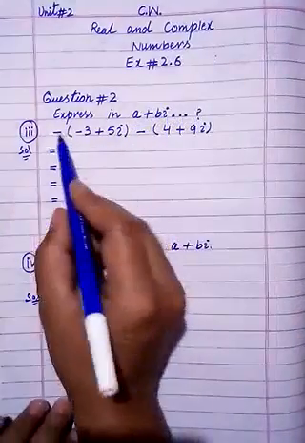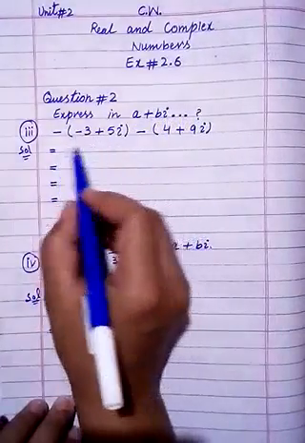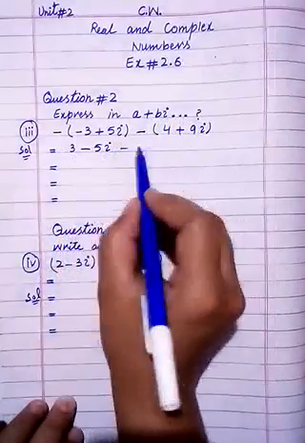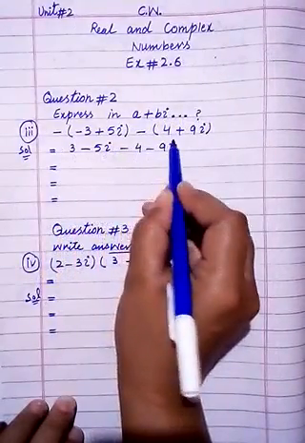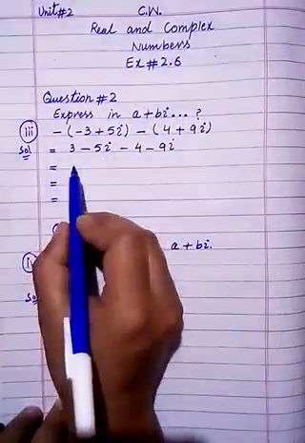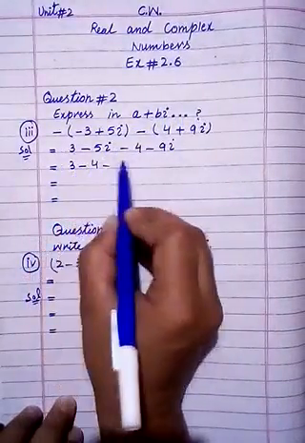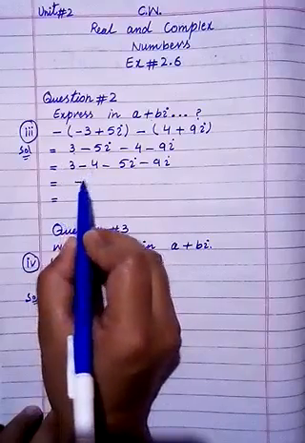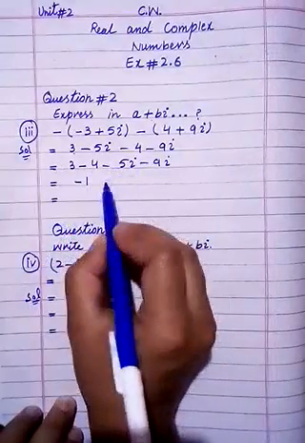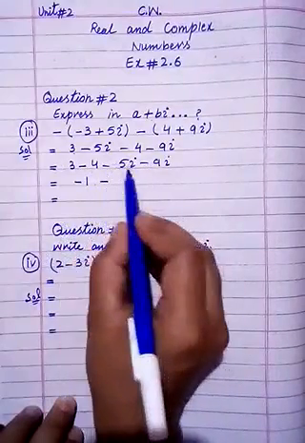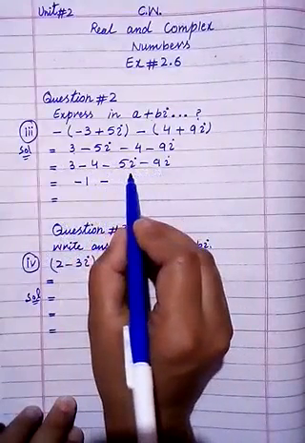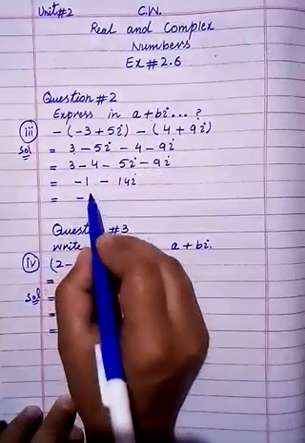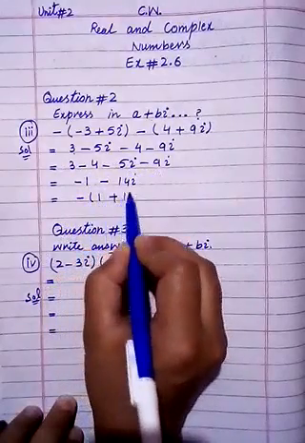Now outside is minus, so inside the sign will be changed. It becomes plus 3 minus 5 iota. Now outside is minus, then inside the sign will be changed. Now 3 minus 4, you have to combine the real part and combine the imaginary part. Now 3 minus 4 is minus 1. Now minus minus is plus, so 9 plus 5 equals 14 iota. So its answer is, you can take minus as common, then inside 1 plus 14 iota.